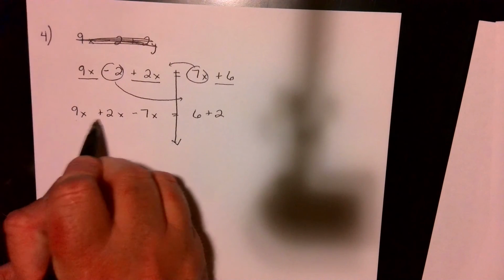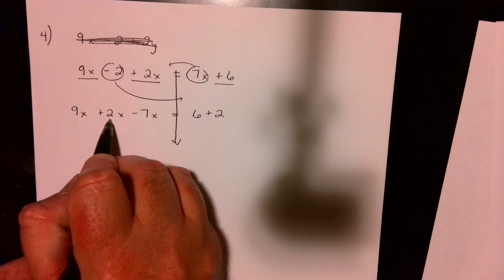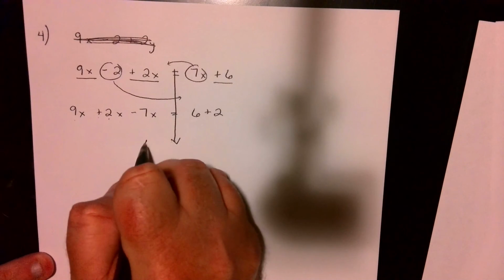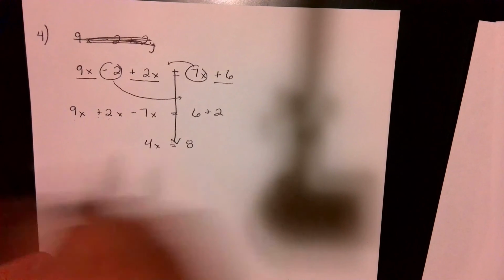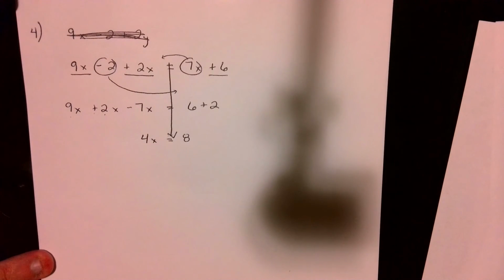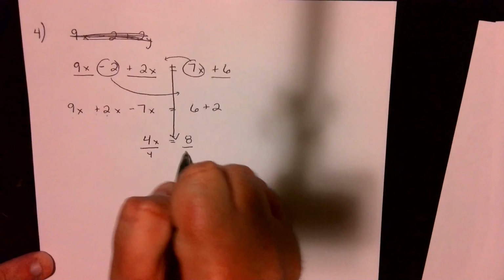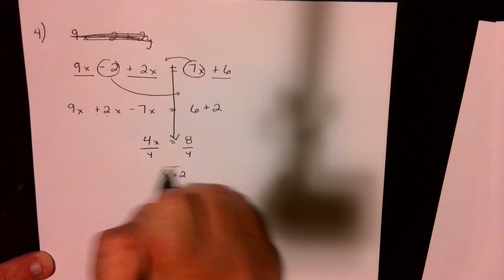Combining like terms, 9 plus 2 is 11. 11 take away 7 is 4x. 6 plus 2 makes 8. Divide by 4, divide by 4, x equals 2.